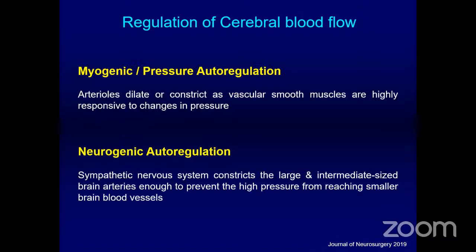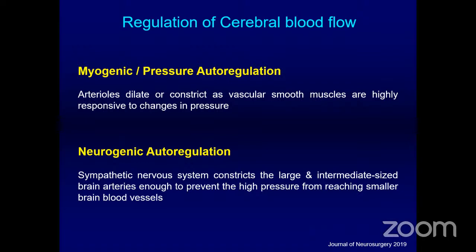So what happens? Basically, the arterioles which are dilating or constricting as the changes happen in the pressure within the brain are responsible for the maintenance of the cerebral blood flow. Where it dilates, the flow increases; if it constricts, the flow decreases. So this is the primary change which controls the autoregulation.